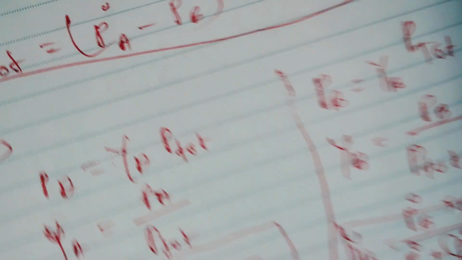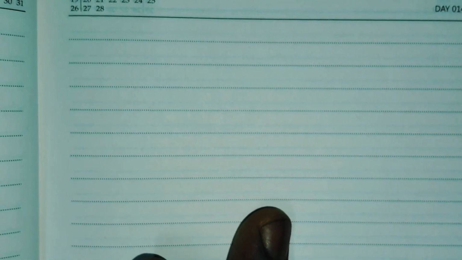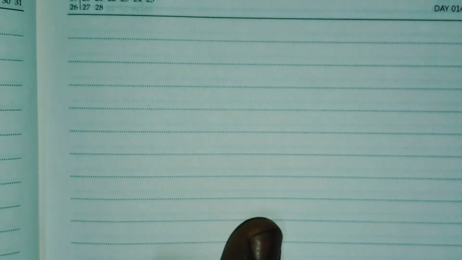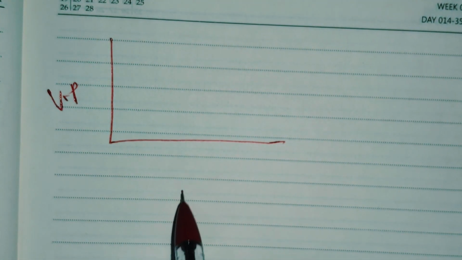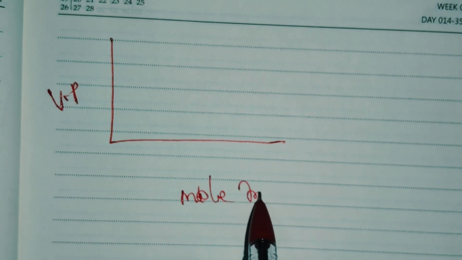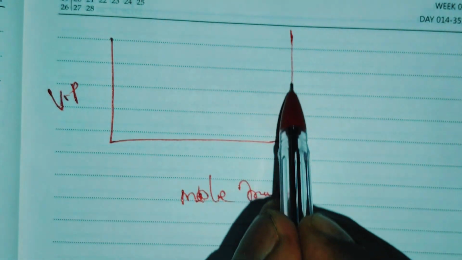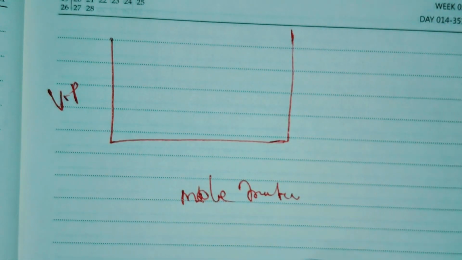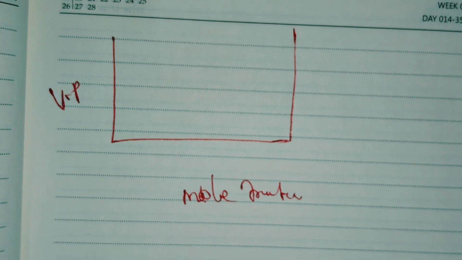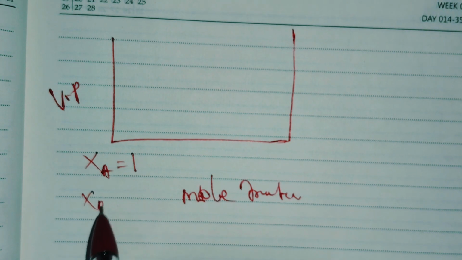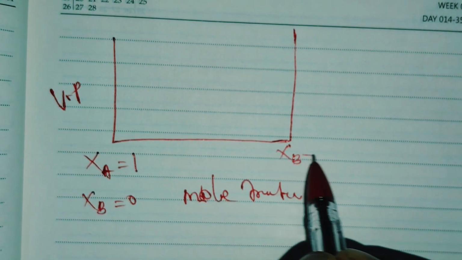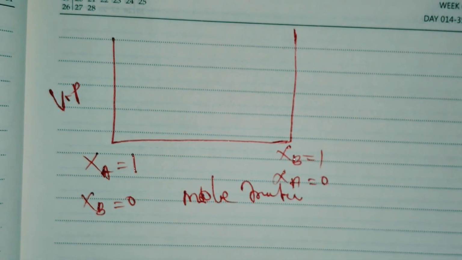Okay, now we go to the graph. Actually the graph represents vapor pressure and mole fraction. Here is the vapor pressure, here is the mole fraction. See, both x of A and x of B depend on this: x of A is equal to 1 and x of B is equal to 0 here. Here x of B is equal to 1, x of A is equal to 0.